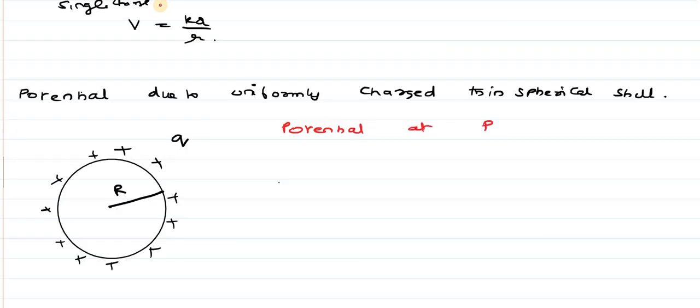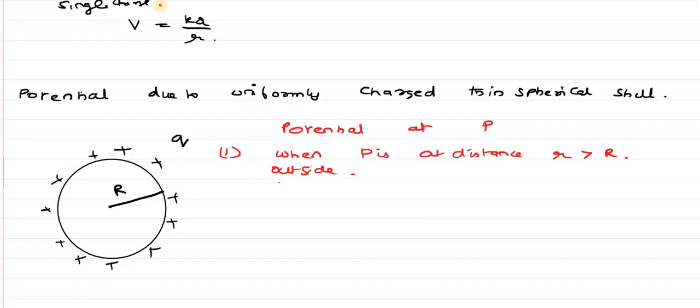But we have done this for the electric field, no? So the same thing we are going to do. How many points can we take? The point can be outside, on the surface, or inside. Correct? There are three cases. So the first case is when P is outside, at a distance r which is greater than capital R. That means an outside point, correct? So we are going to discuss three different cases.